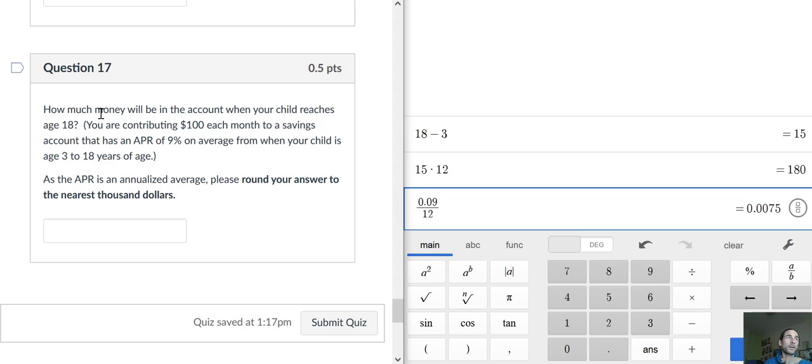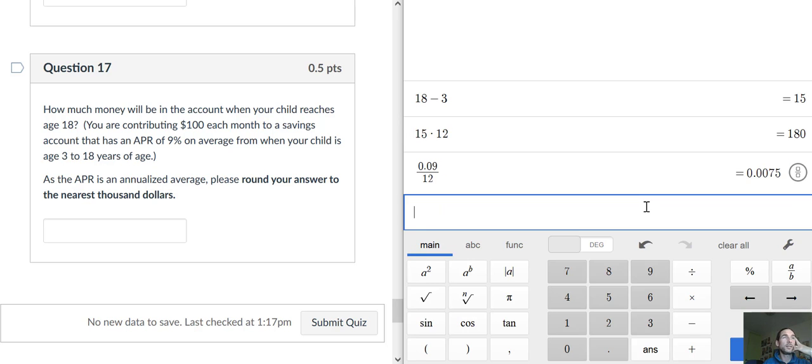Okay, question 17 is the real work here. How much money will be in the account when your child reaches age 18? You're contributing $100 each month to a savings account that has an APR of 9% on average, from when your child is 3 to 18. Again, I hope you've attempted this yourself, and if you haven't, please press pause in the video and attempt it, and then I'll go through it with you.